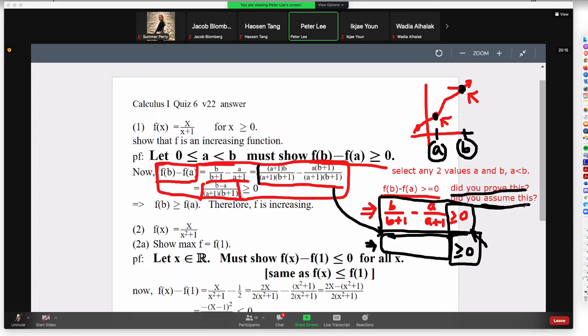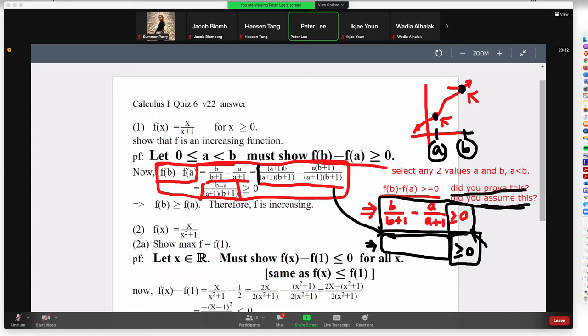But then did you assume this? No. If you assume this, then that's a problem, because you're not supposed to assume that. So you didn't prove this, or you're assuming this, either way it will be wrong. So here, the logic is this.